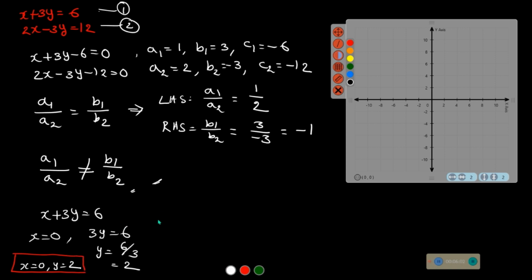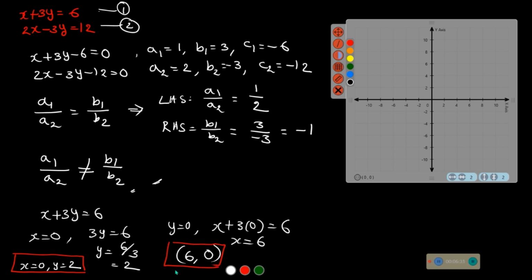Okay, when y is equal to 0, put y is equal to 0. What is x here? Then x plus 3 into 0 is equal to 0, so x is equal to 6. Okay, so we got another data point here. x is 6 and y is 0, right? So now we have the 2 points for this first one.